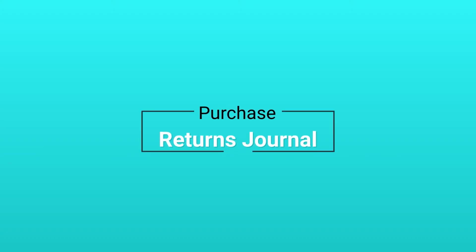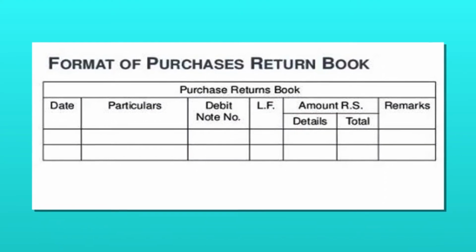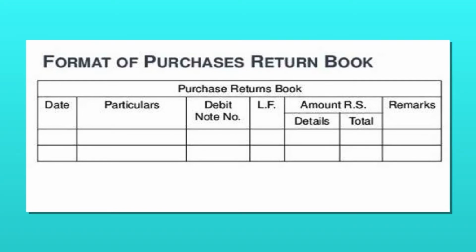Then purchases returns journal, format of purchases returns journal. So this is the format of purchases returns journal. Here the date is there, this is the date column, here the particulars. So here the description of the business transaction is recorded, here the debit note number is written, here the ledger folio number will be written, here the total amount returned, and here the remarks are written.